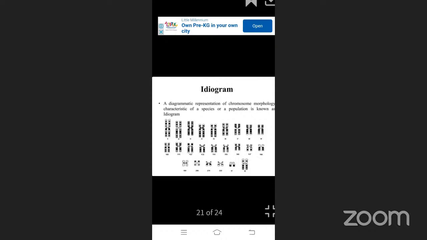Function of the chromosomes. The major function of the chromosomes is to carry the genetic material or genetic information from one generation to the next generation. The structure of the chromosomes ensures that the DNA is tightly wrapped around the proteins. It protects the DNA from damage during cell division.